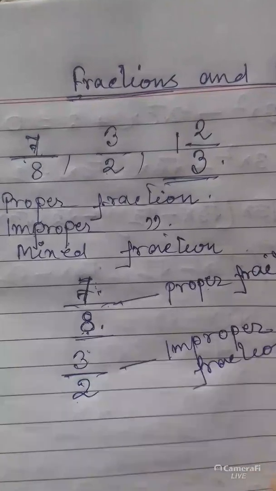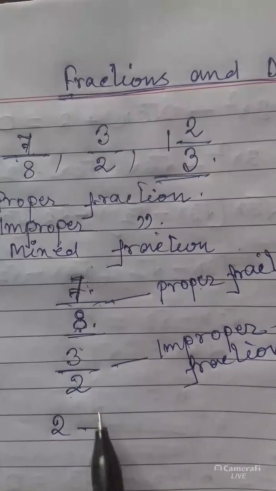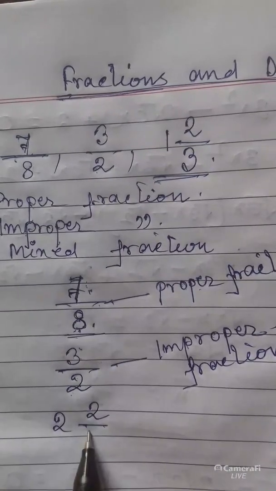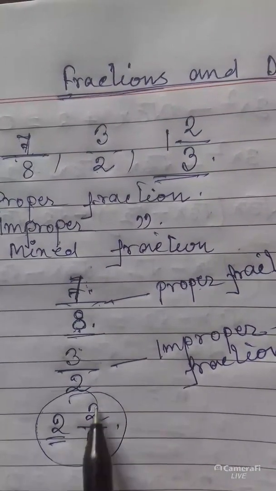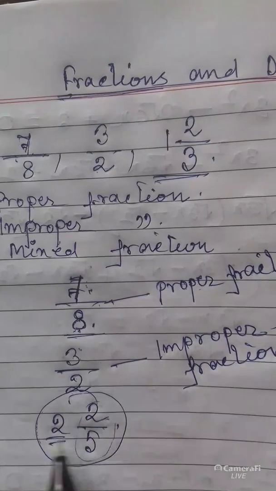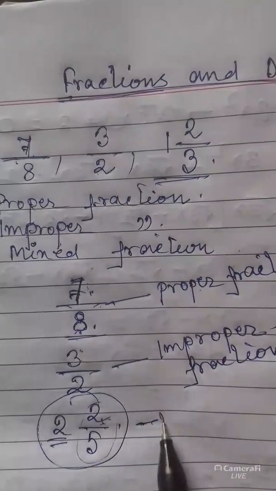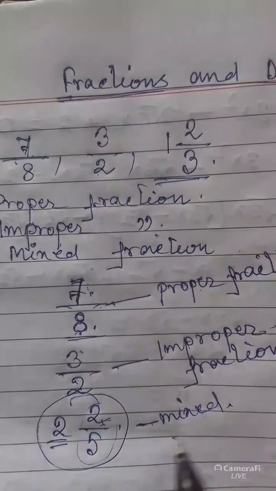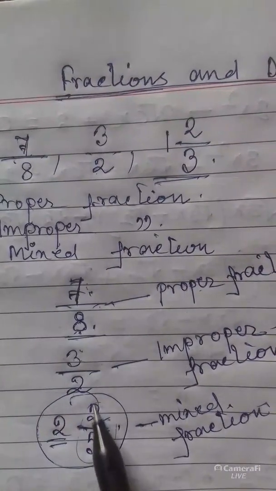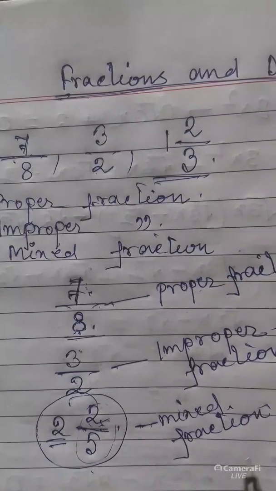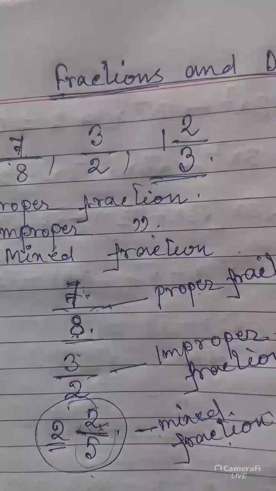And there is another fraction also. This is called a mixed fraction. 2 whole 2 by 5 is a mixed fraction. One whole number and another fraction part: a whole part and a fraction part. A mix of whole part and fraction part is called a mixed fraction. 2 is the whole part and 2 by 5 is the fraction. So 2 whole 2 by 5 is a mixed fraction. So three types of fractions are there.